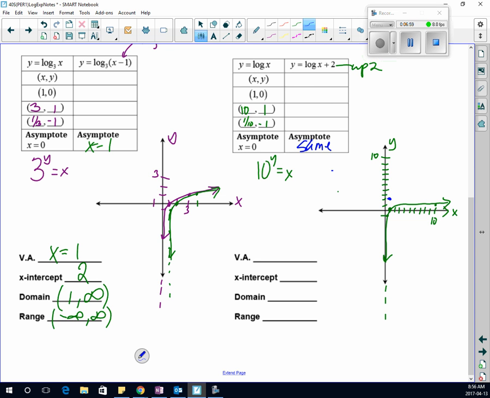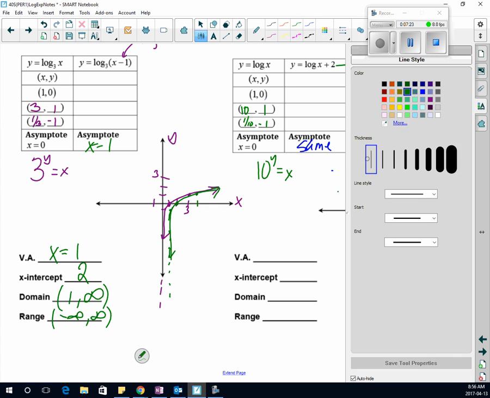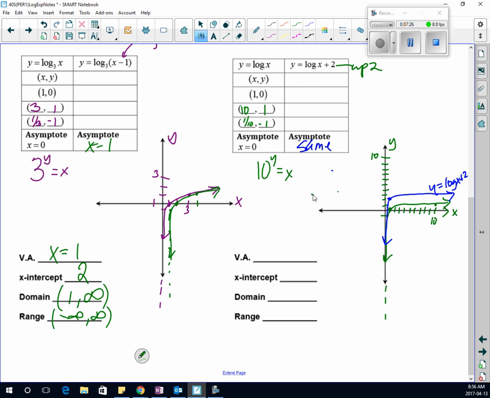It's kind of hard to do. This one's 1, 2. And then, of course, this is going to be 1, 2. So I should actually be labeling the difference between the two here. The other one here, the green. Get in the habit of doing that. So this is y equals log base 3 of x plus 2. Okay, so my vertical asymptote is still x equals 0.